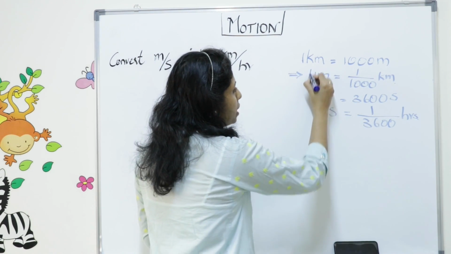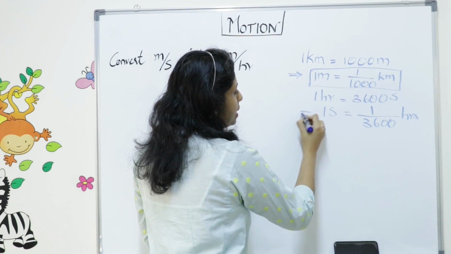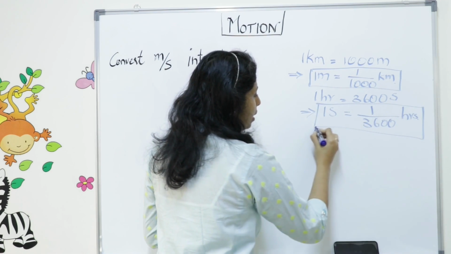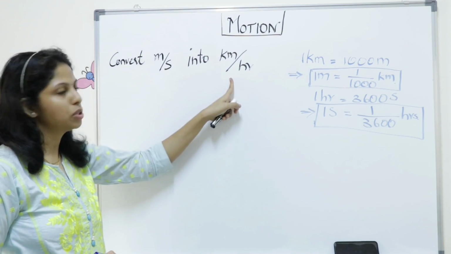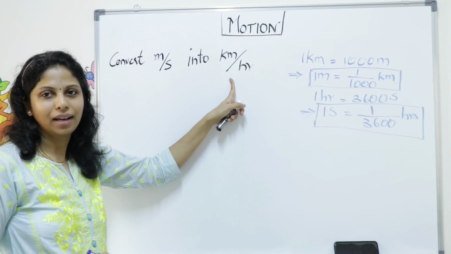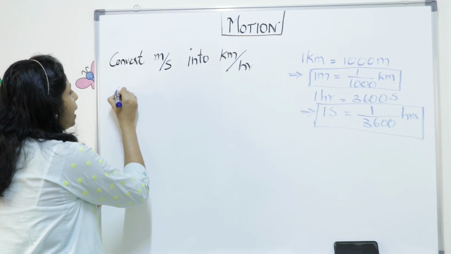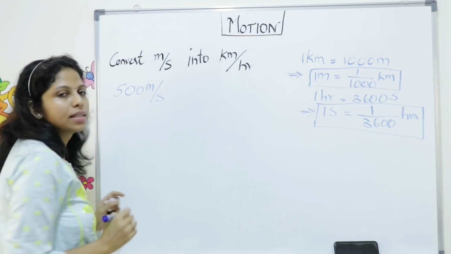So we will be using this equation and this value for the conversion of meter per second into kilometer per hour. So let us take an example to convert 500 meters per second.